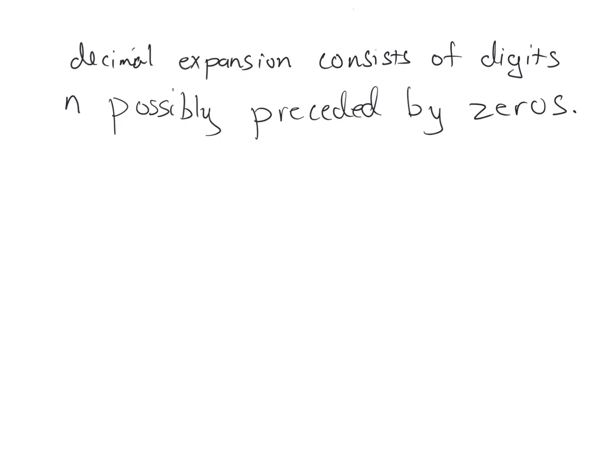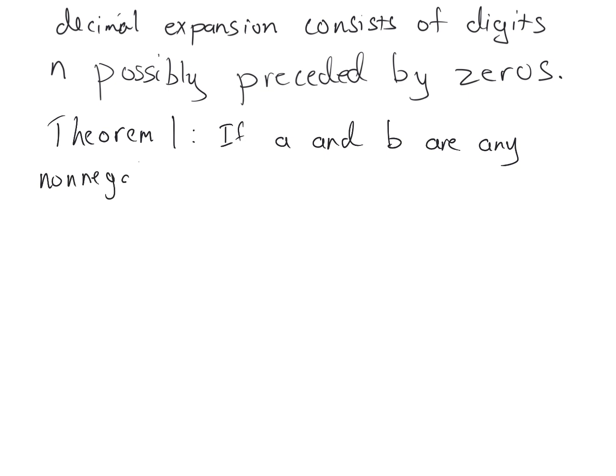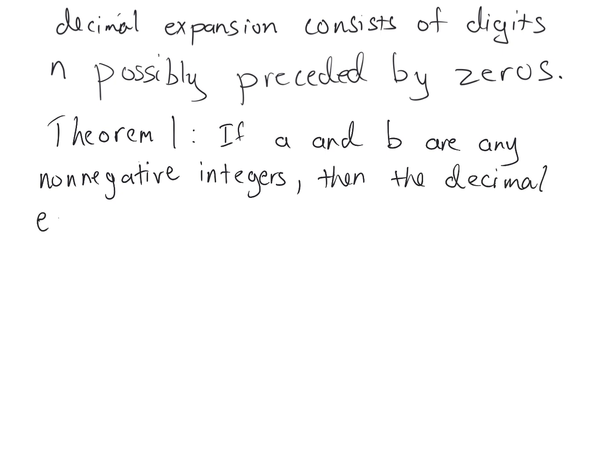This proof then gives us the theorem of section 1, theorem 1 of section 15, which basically says if A and B are any non-negative integers, then the decimal expansion of 1 over 2 to the a, 5 to the b must then terminate.